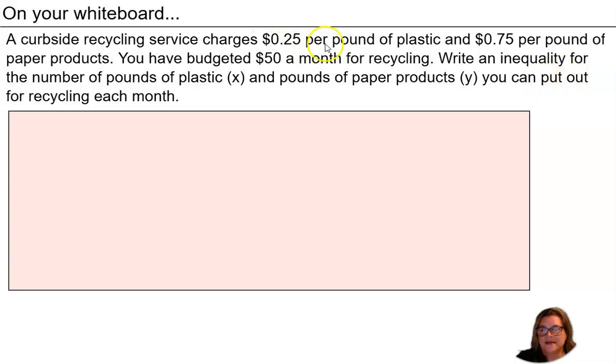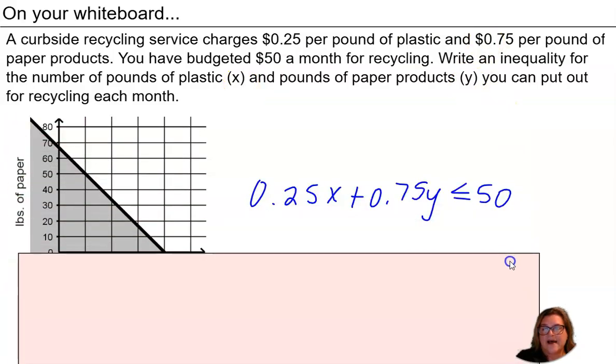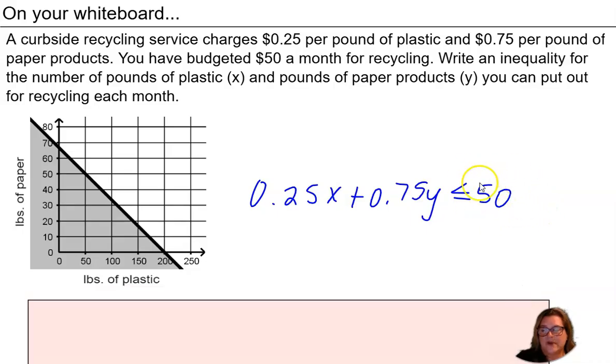So 25 cents per pound of plastic would be 0.25 times X, plus 75 cents per pound of paper, that's 0.75 Y. We've budgeted $50 a month, so the total of 0.25 times X plus 0.75 times Y has to be less than or equal to our budgeted amount of $50.